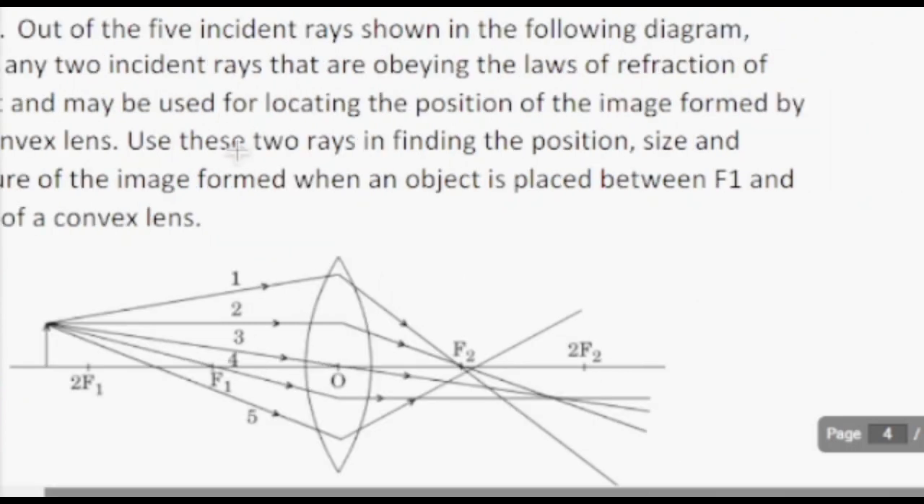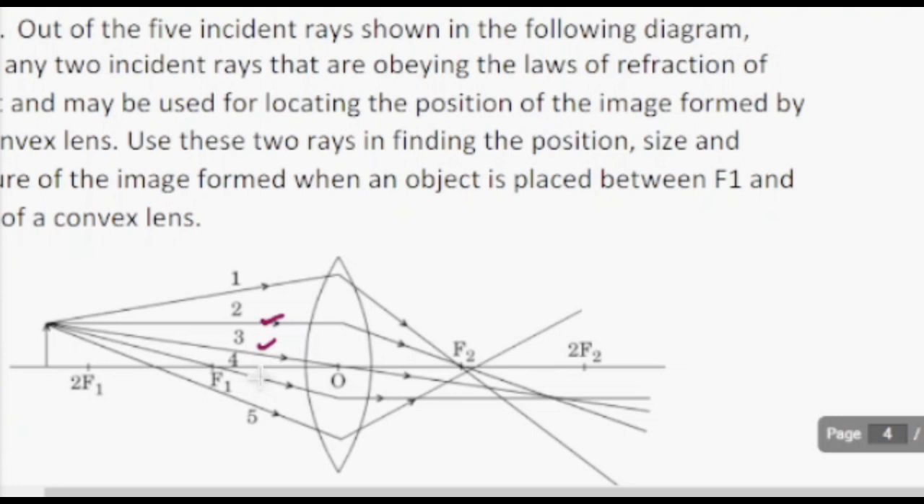Look at the diagram. This is ray 1. You know that ray 1 is not following the law of refraction, whereas ray 2 is coming parallel to the principal axis, and after refraction it is passing through the focus. So 2 is correct. 3 passes through the optical center without deviation. So 3 is also correct.